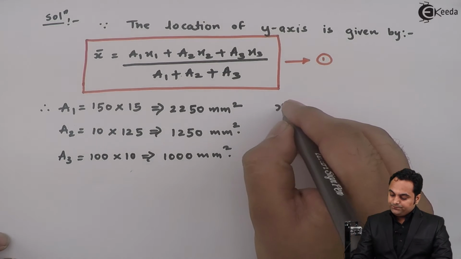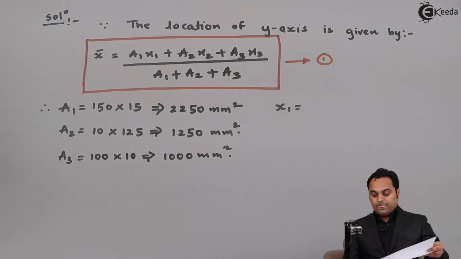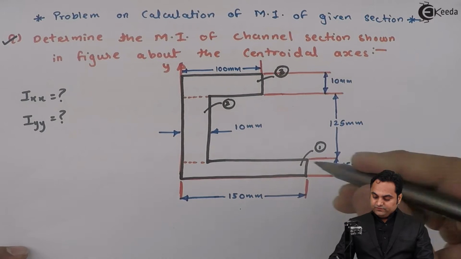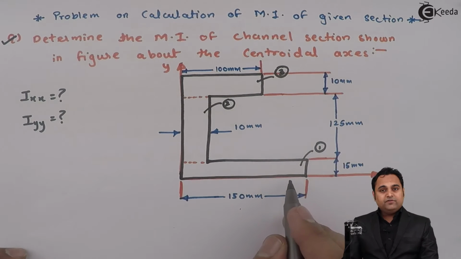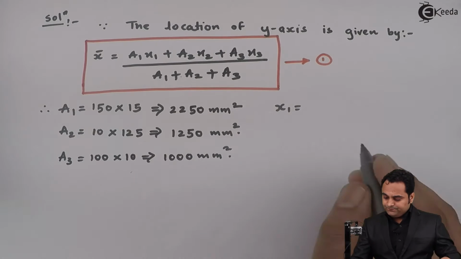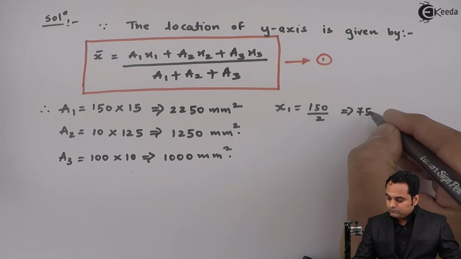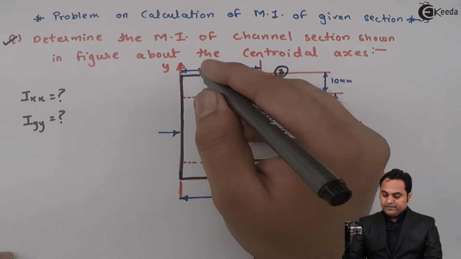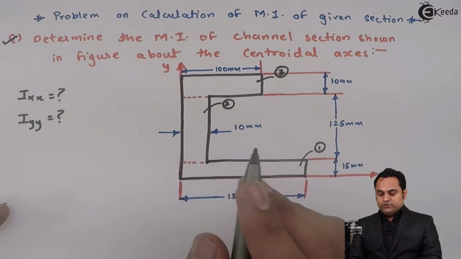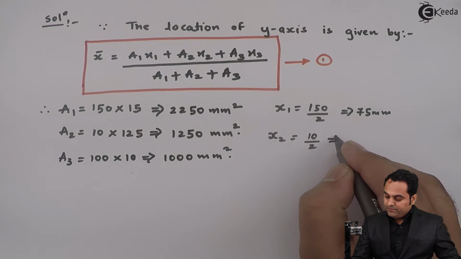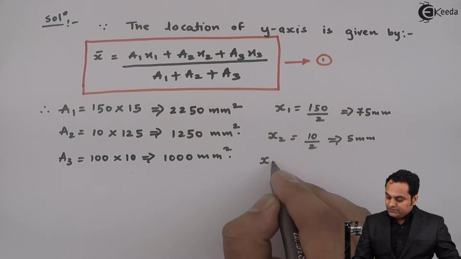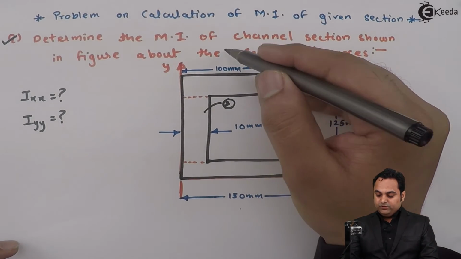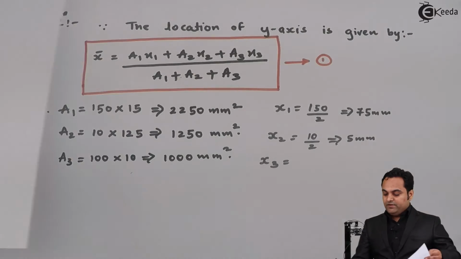Then x1 will be equal to, x1 is the location of y-axis for the first rectangle, and the y-axis of the first rectangle will be at half of 150, so that will give us x1. Next x2 will be the y-axis of the second rectangle, and it would be located at half of 10, so that is 5 mm. Next x3 will be the location of y-axis for the third rectangle. It would be located at half of 100, so that is 50 mm.